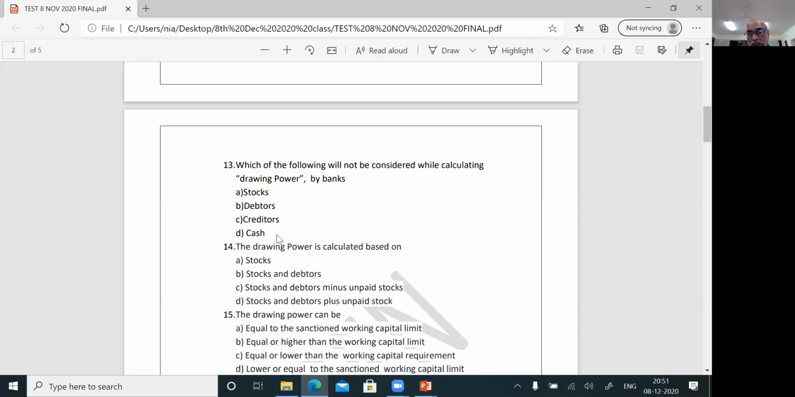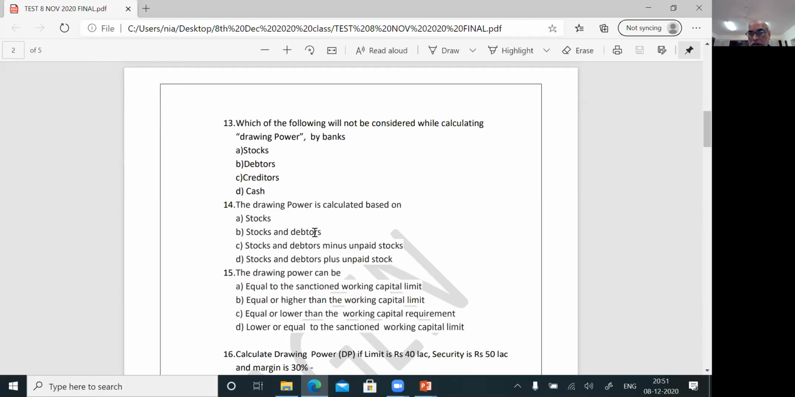So answer for question number 13, it is D. Okay, question number 14. The drawing power is calculated based on stocks and debtors minus unpaid stocks. So the drawing power will be arrived based on stocks and debtors minus unpaid stock.